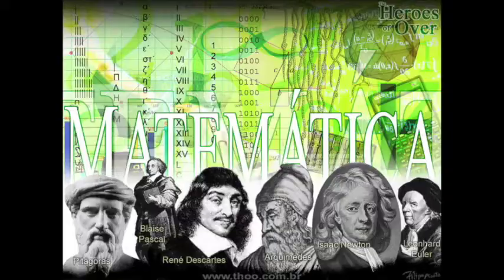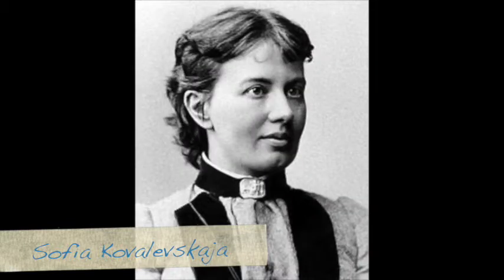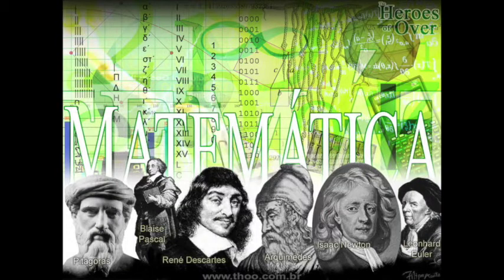Another mathematician who should be mentioned is Sofia Kovalevskaya. She was a Russian mathematician who became the first female professor at the Royal University in Stockholm. She was the one to develop the substitution method for solving equation systems.